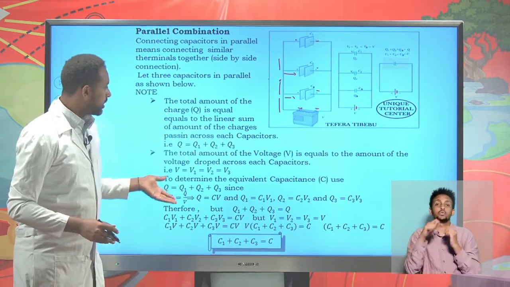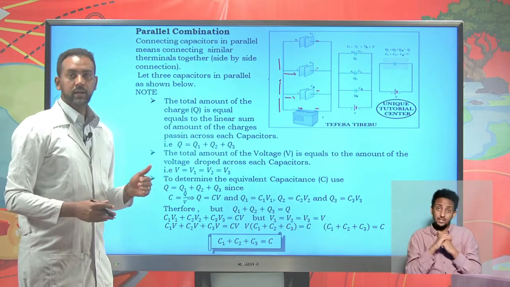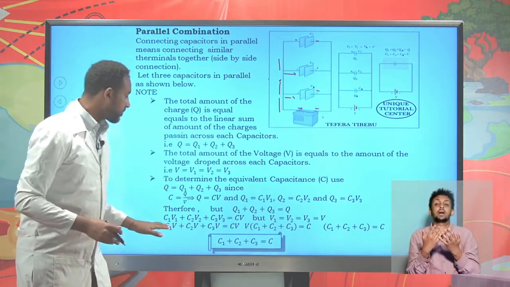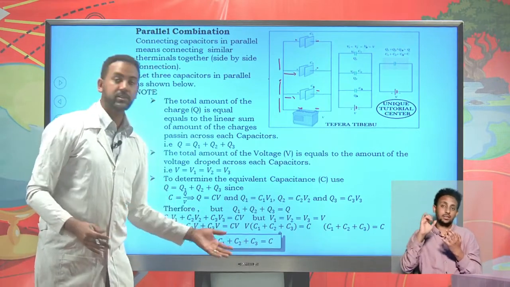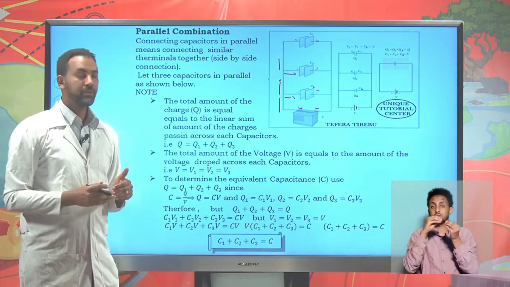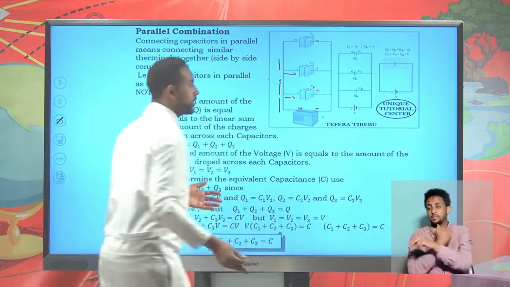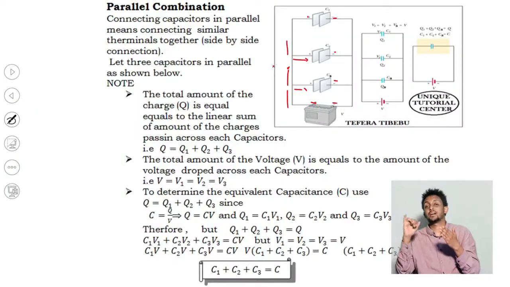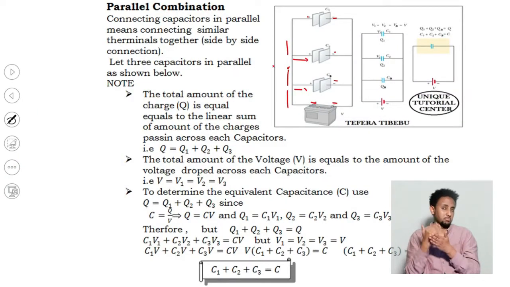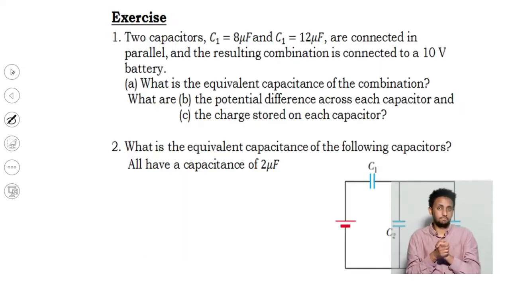To find the total capacitance, it is given as C1 plus C2 plus C3. The linear sum of each capacitor gives us the total capacitance. This is a very important equation, and you should solve some more examples on these points.